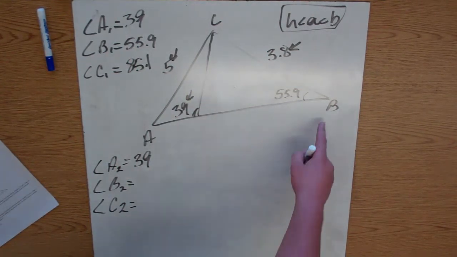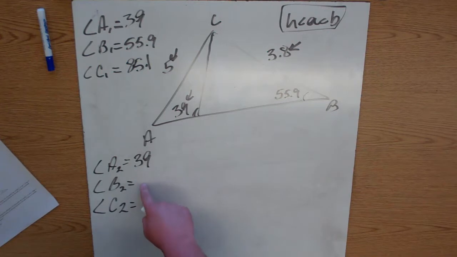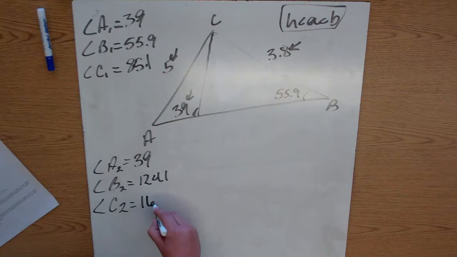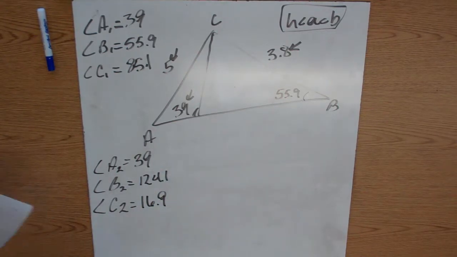The only thing that changes is the length of side C, angle B, and angle C. So, since we know that this angle B is going to be supplementary to our new angle B, all we have to do is do 180 minus that 55.9. So we know that our new angle B is 124.1. Now you have two angles of a triangle, so again, just subtract them from 180. And we get that our new angle C is 16.9. All right, so those are our two triangles.